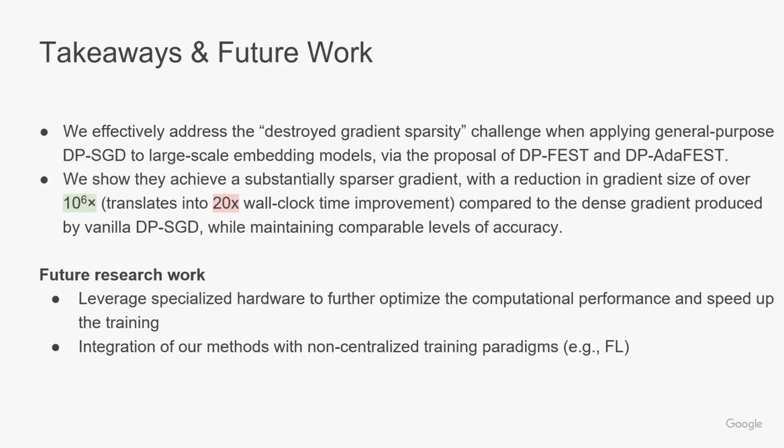And finally, to summarize, in this work, we effectively address the disjoint gradient sparsity pattern challenge when applying the general purpose DP-SGD to large embedding models via the proposal of DP-FEST and DP-AdaFEST. We show that we're able to achieve a substantially sparser gradient with a reduction in size of over 10^6 times, which translates into 20 times wall-clock time improvement compared to the dense gradients produced by vanilla DP-SGD, while still maintaining a comparable level of accuracy.